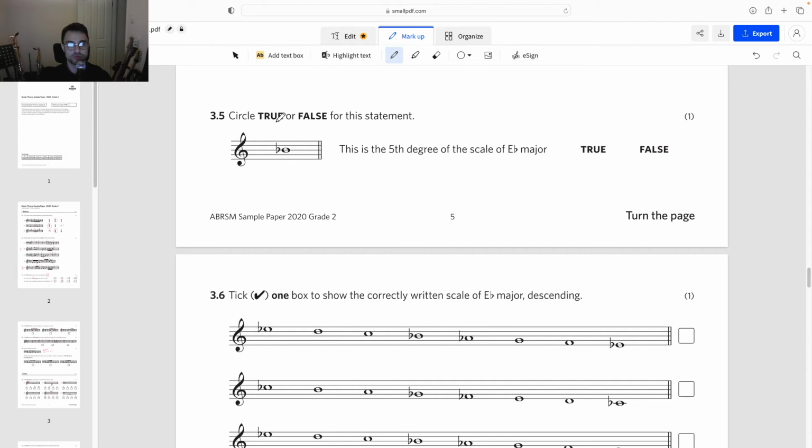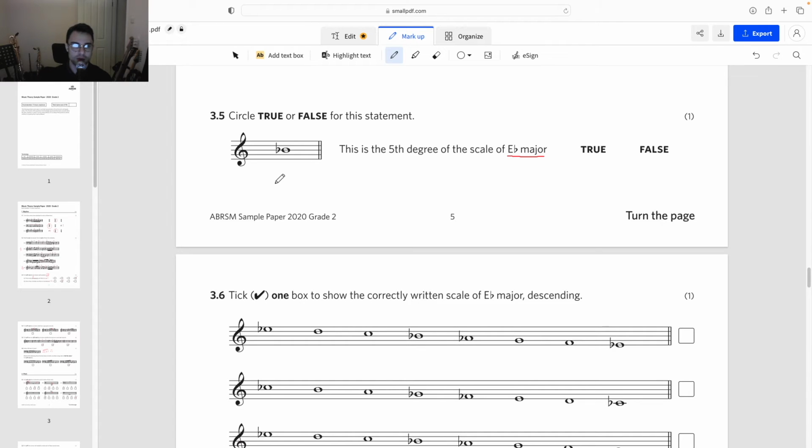Five. Circle true or false for this statement. This is the 5th degree of the scale of E flat major. True or false? This is the 5th degree of the scale of E flat major.